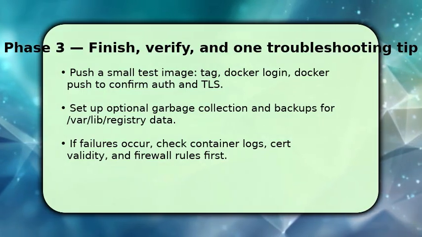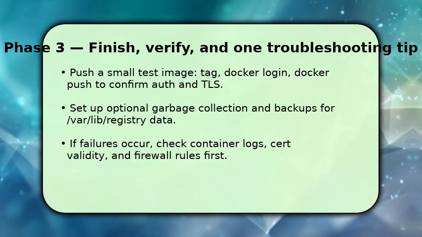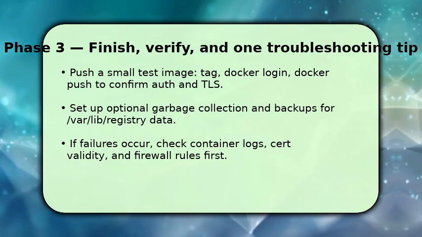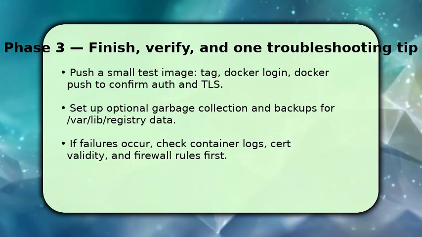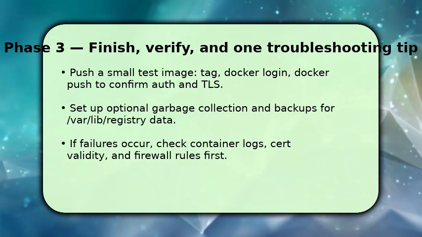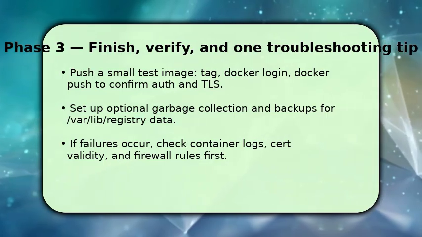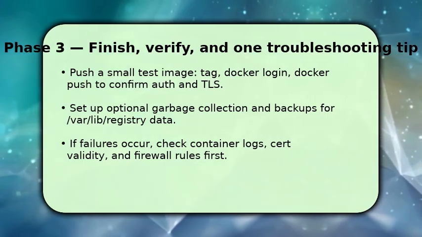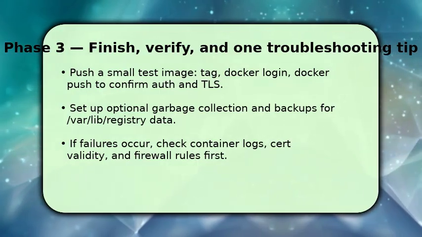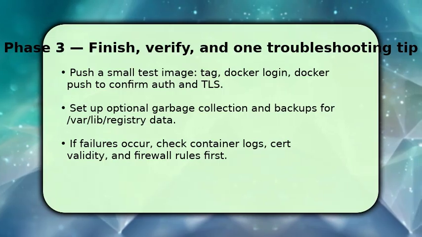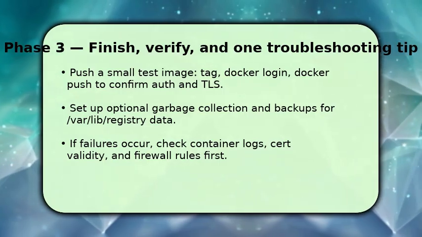Once confirmed, enable garbage collection and schedule backups for the registry data directory so you avoid storage bloat. If you run into problems, first inspect the registry container logs, then verify your certificate chain and that port 5000 is reachable. Make sure Docker clients trust your CA or use the cert on each host. That typically resolves most connection or authentication errors.